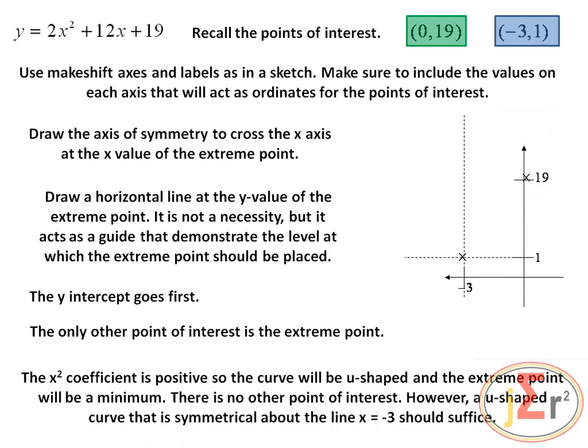However, a u-shaped curve that is symmetrical about the line x is equal to -3 should suffice. The extreme point is right there, the minimum, and the curve is required to be symmetrical about this point and also passing through y is equal to 19.